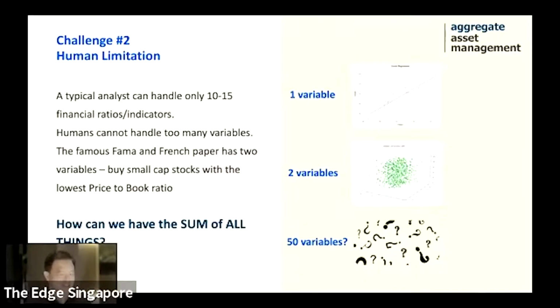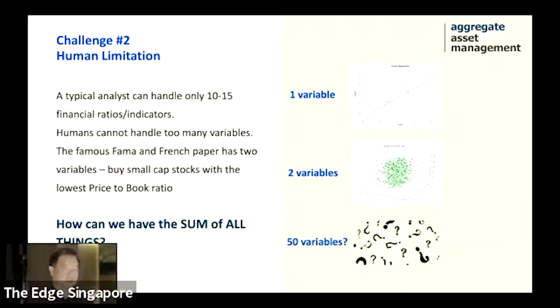Now, the second challenge is actually us, human beings, our human limitation. Now, a typical stock analyst will look at maybe 10, 15 financial ratio indicators before he makes his stock selection. The thing is, human beings cannot handle too many variables. Now, let me illustrate this. Look at the chart on the right. I'm sure we've done this in chemistry and physics experiment in school, right? You're supposed to plot the line, and we start shifting the variable so that we have the perfect linear and curved line. And we all do that in school. So that's something that we can visualize.